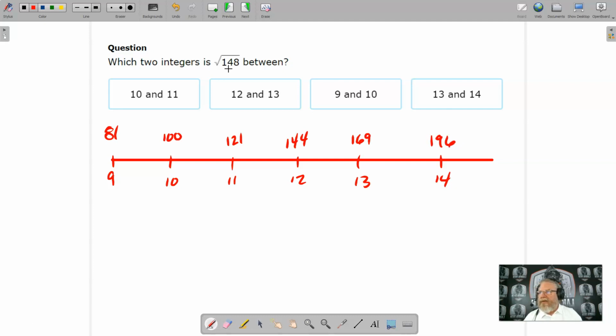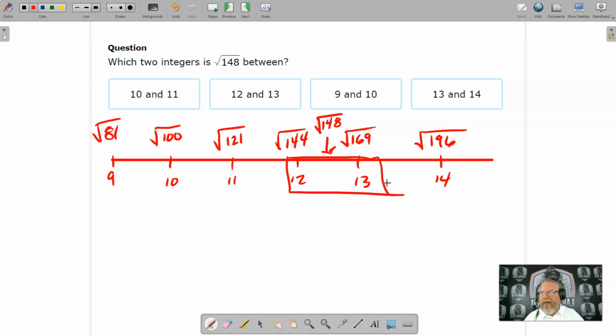So we're considering the square root of 148. Well, 148 is going to fall right in here someplace, right? If the square root of 81 is 9, square root of 100 is 10, square root of 121 is 11, square root of 144 is 12, square root of 169 is 13, and square root of 196 is 14, then that means that the square root of 148 is going to fall someplace between the 12 and the 13. So it would be between 12 and 13.